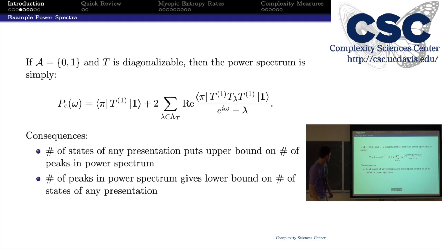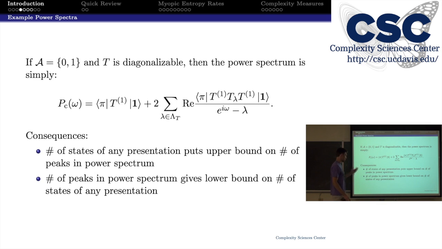But some of these consequences is that the number of states for any presentation of a process puts an upper bound on the number of peaks in the power spectrum. So you can see that from the number of states that a hidden Markov model has. It basically says the dimension of the matrix, right? If you have a 3-state model, you have a 3x3 transition matrix. Well, there's only 3 eigenvalues that you can have, and one of them is unity. So there's only 2 interesting ones you can have. And so when you add up these terms, you can only have some two humps in your power spectrum. So it's an interesting perspective in various ways.